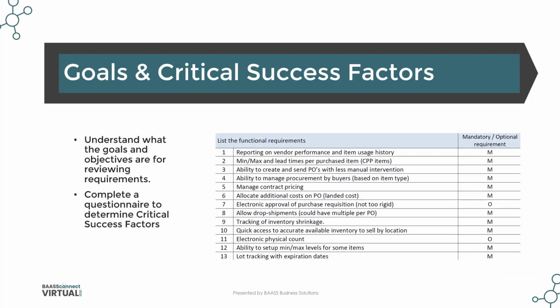When it comes to the goals and the critical success factors, it's important to understand what the goals and objectives are going to be when reviewing requirements. We complete a questionnaire to determine the critical success factors. In the image to the right, you'll see an example of a list of inventory questions that are asked. We ask if this is a mandatory or an optional requirement. This helps to determine which software selection is right for you.